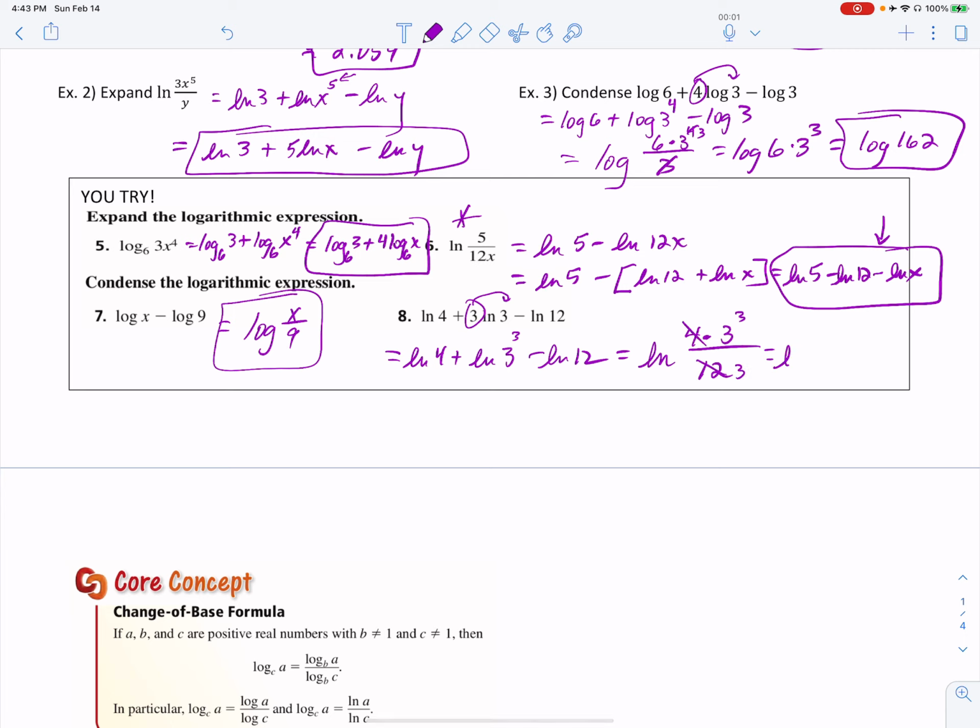But we can simplify that. We can say 4 goes into 12 3 times, so this is natural log of 3 cubed over 3. And then this 3 can take one of those out, and I get natural log of 3 squared, and it leaves me with natural log of 9.